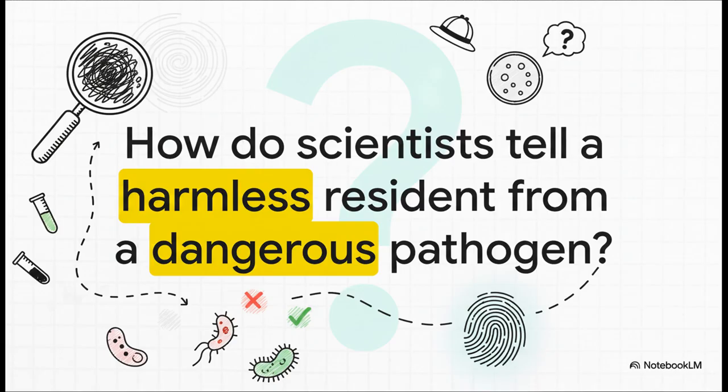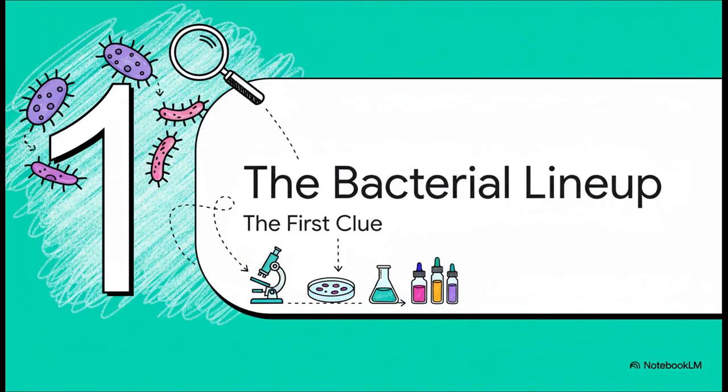Well, it all starts with the very first clue. Okay, let's get into it. Every good detective needs a way to sort the suspects. And in the world of microbiology, that first step is a technique that's actually over 100 years old, but it is still absolutely fundamental. It's called the Gram stain.